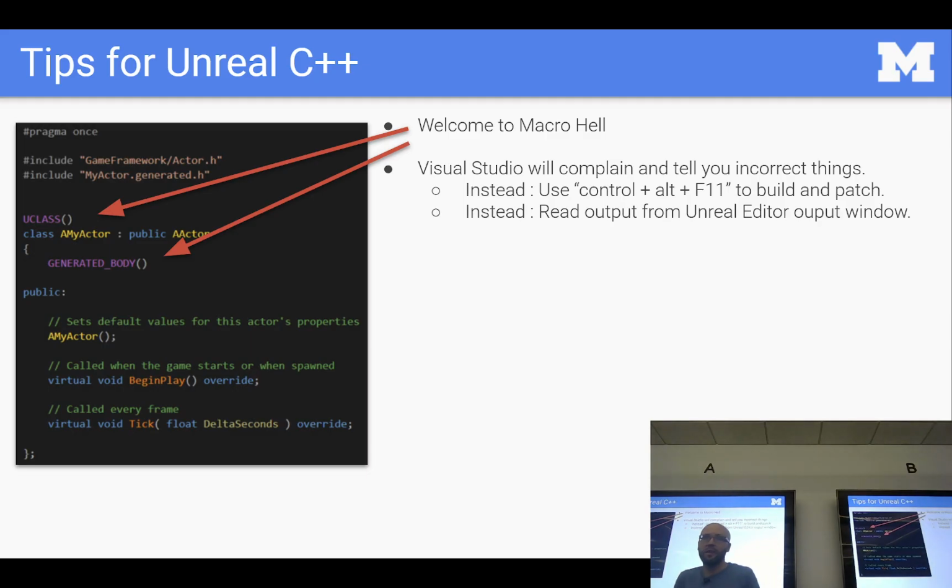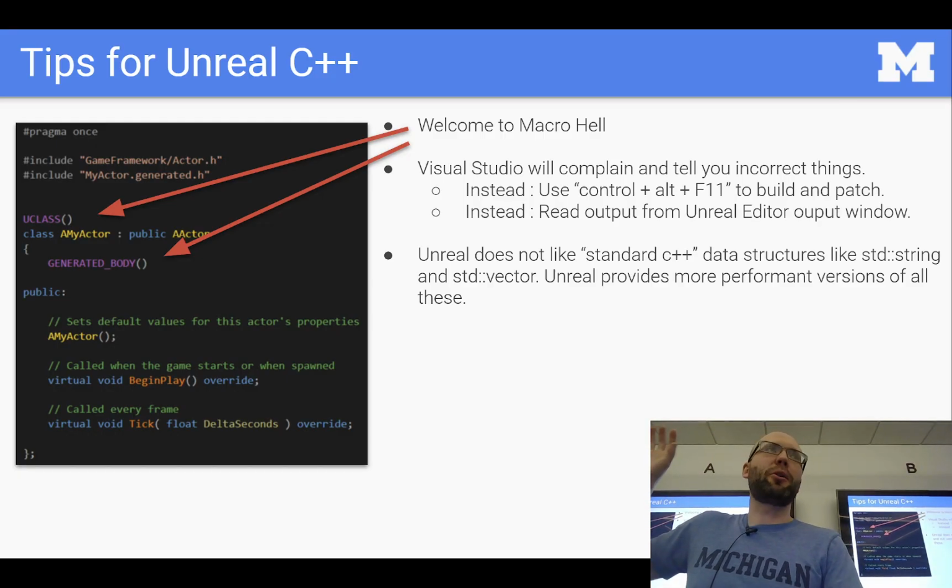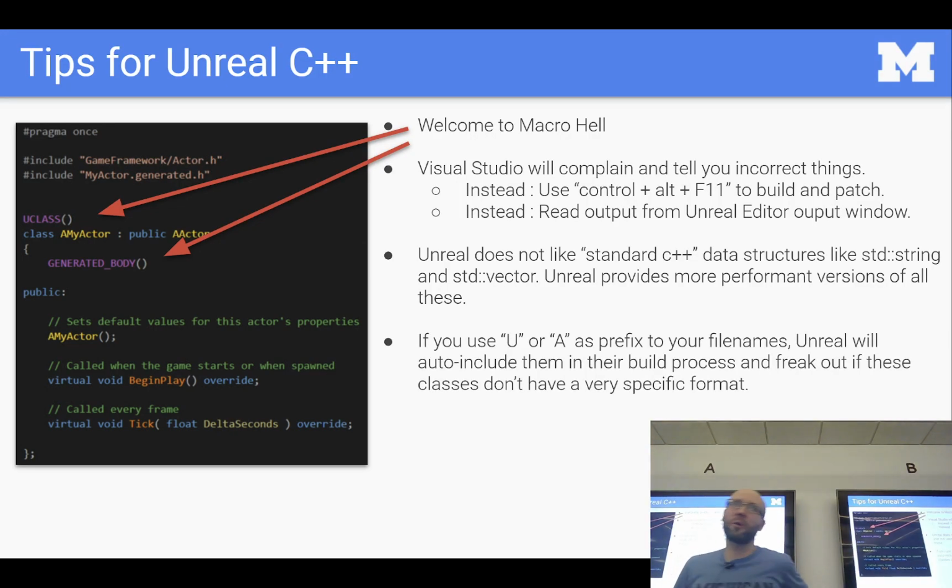If you forget about this, though, endless pain, and you won't be able to get anything to work. All right. Unreal does not like standard C++ data structures like std string or std vector. They have their own versions of all of these that were made to be more performant, but they were also made before the standard template library was stable and popular. Unreal Engine is about as old as the standard template library. Okay? Amazing. Absolutely amazing. This is really old software that has survived through the ages and been very successful.